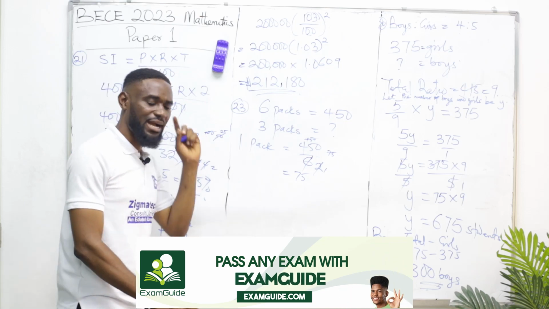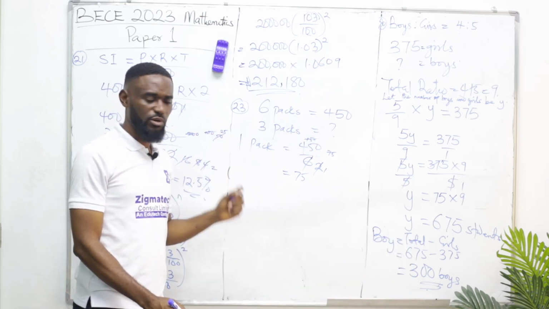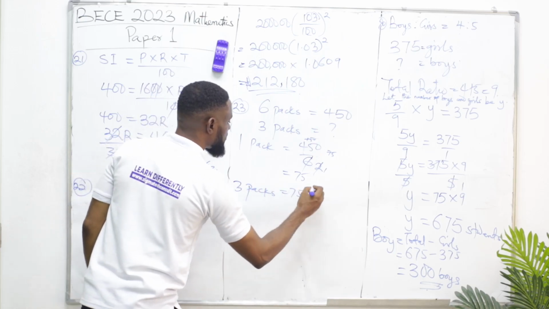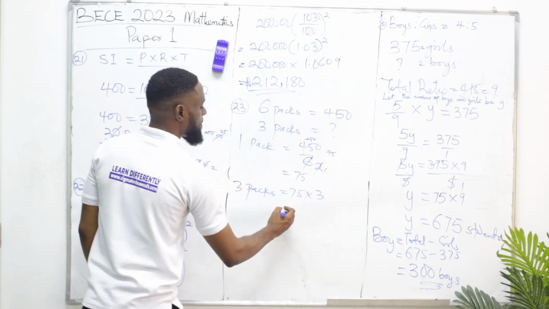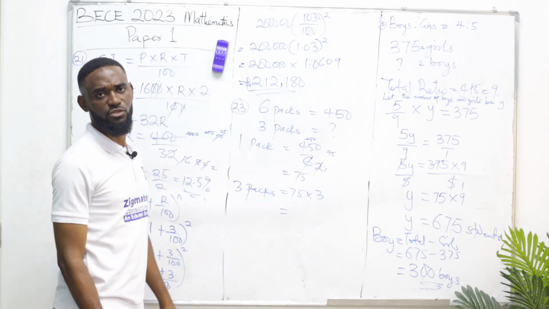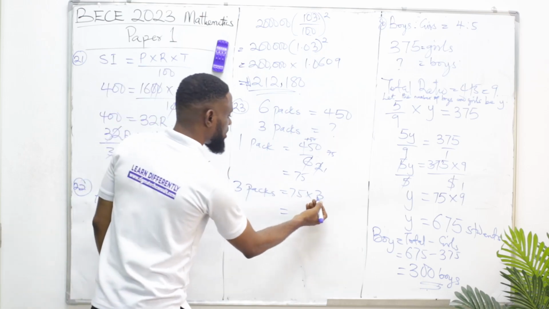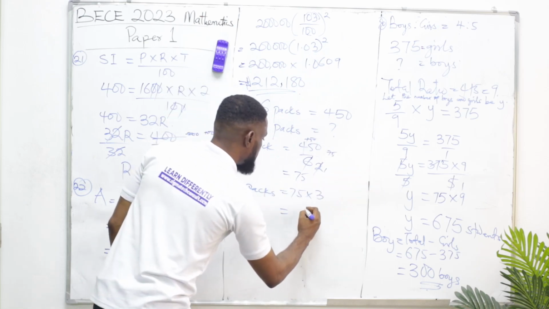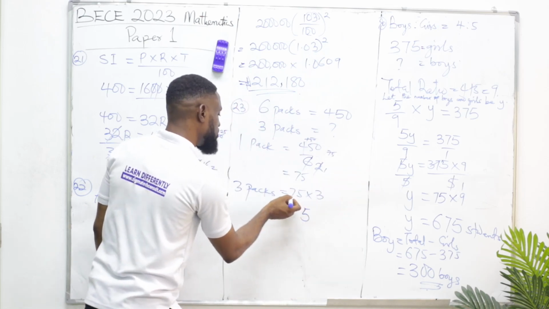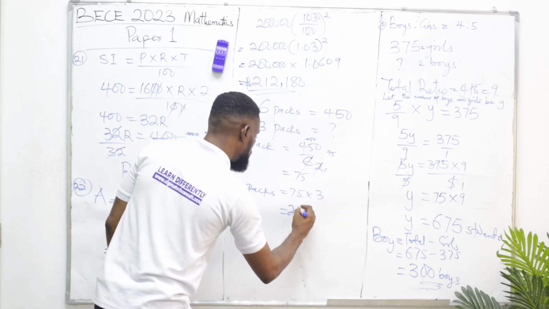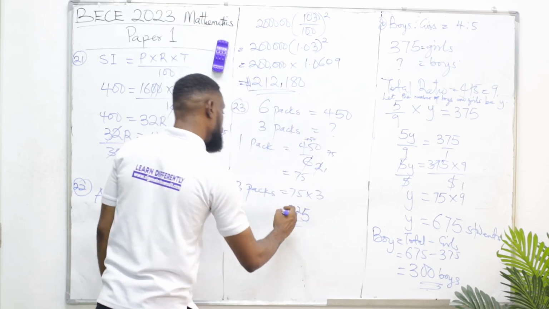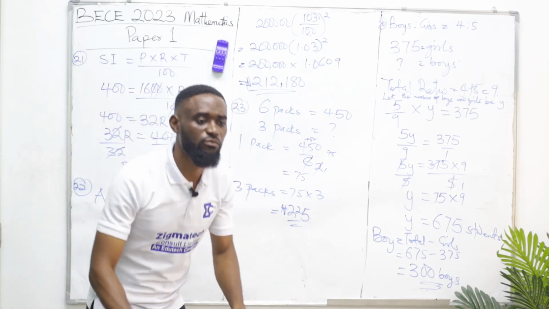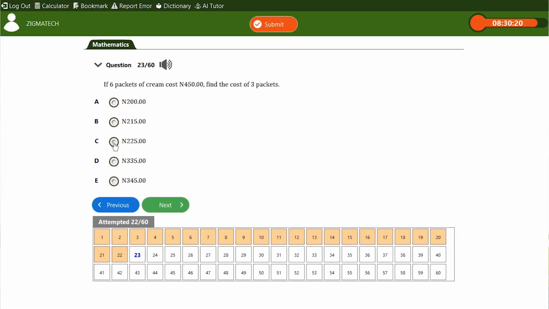Do you understand me now? 1 pack is 75. Do you get the point? So it means that 3 packs will give us 75 times 3. 3 times 5 is 15, so write down 5, carry 1. 3 times 7 is 21 plus 1, 22. So 225. So 3 packs will give us 225 naira. So we'll buy 3 packs with the sum of 225 naira. Option C is the correct option there.